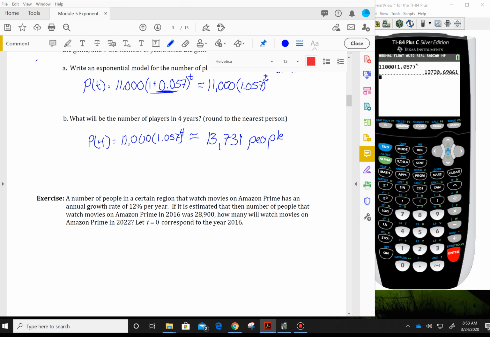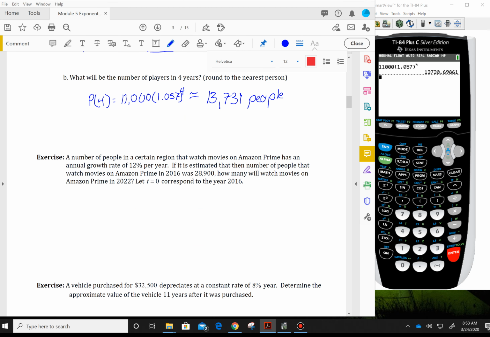Okay. Now, our next example talks about the number of people in a certain region that watch Amazon Prime. I would like to give you a moment to do this question on your own. So if you could, please pause the video and work this out. It is very similar to the last example we did. After you've worked it out, unpause it and look at the solution that I will write.